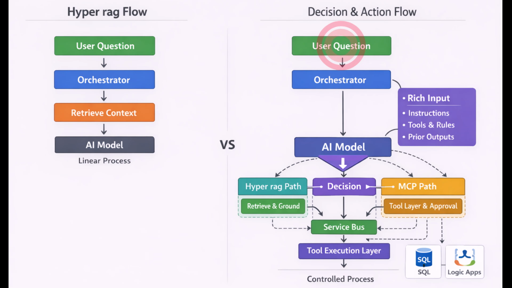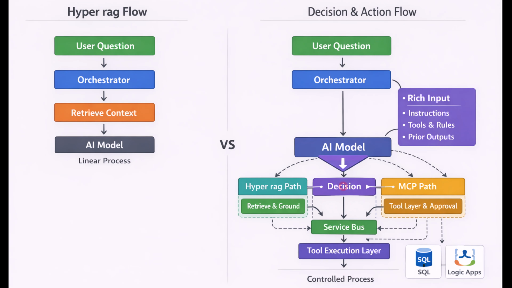The request still starts in the UI and still enters through the orchestrator, but now the orchestrator can no longer assume that every request should follow the same path. Instead, the orchestrator prepares a richer runtime input for the model. It sends the user question, but also the instructions, rules, available capabilities, tool definitions, policy context, and any prior runtime outputs if the flow already has intermediate results. That matters because the model now has a broader role. Now it also acts as the decision layer that helps determine what kind of handling the request actually needs.